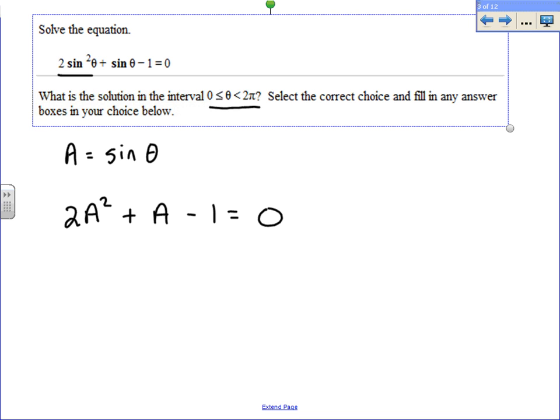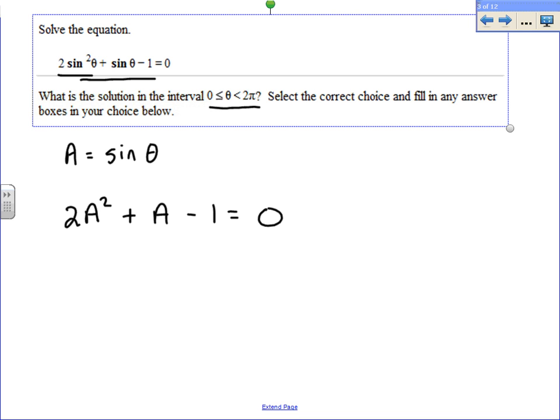Now some people can actually take this and factor it in the trig form. And I can do that, but it just takes me longer that way, and I do it so much faster with a substitution. If you want to factor it in the trig form, later on you will probably be able to do that. Let's do this method for right now.